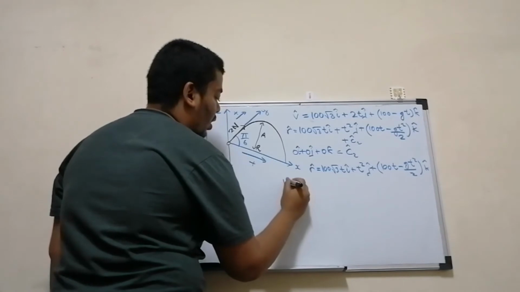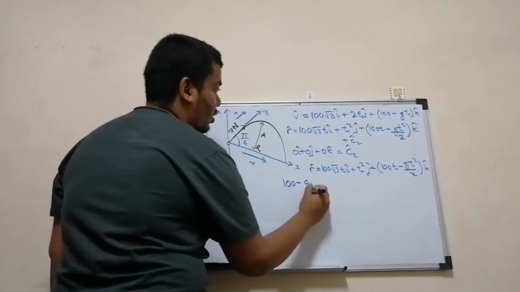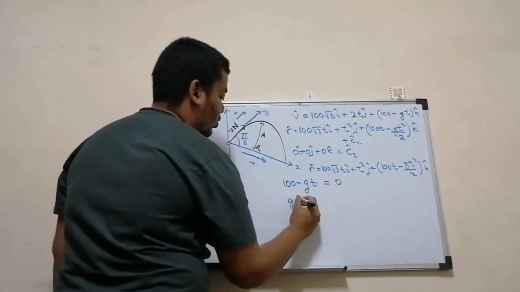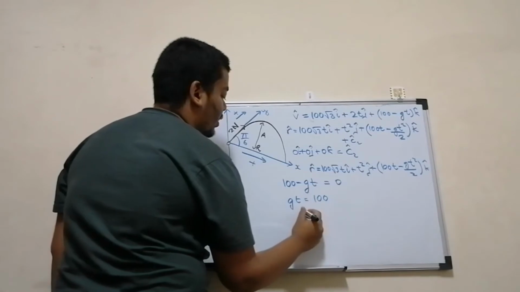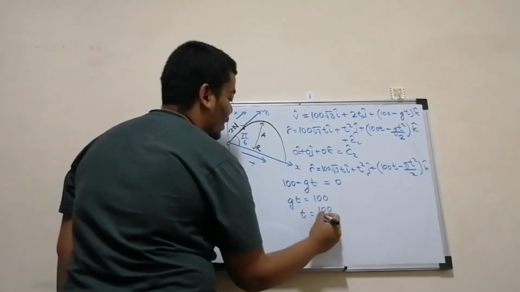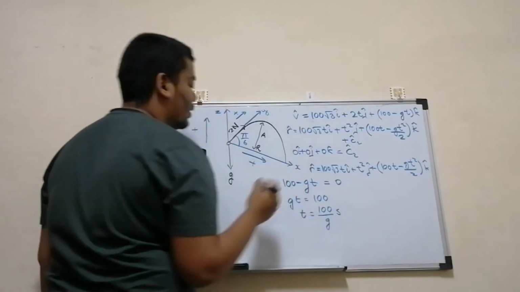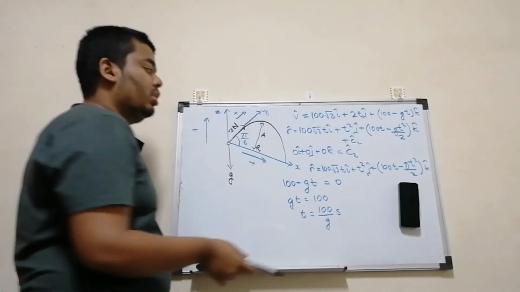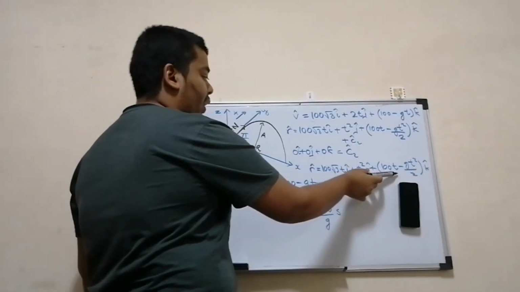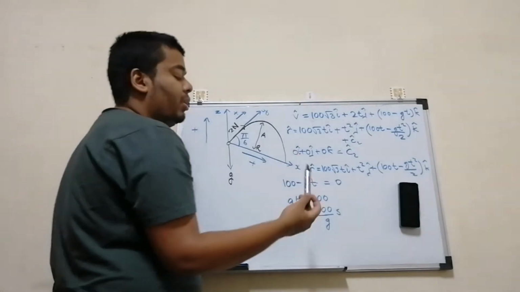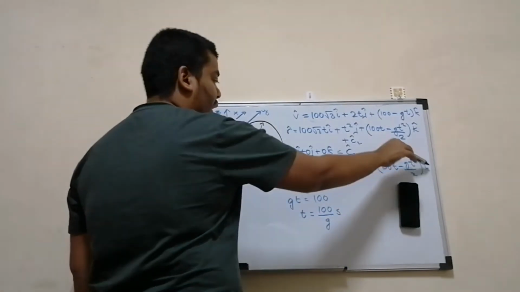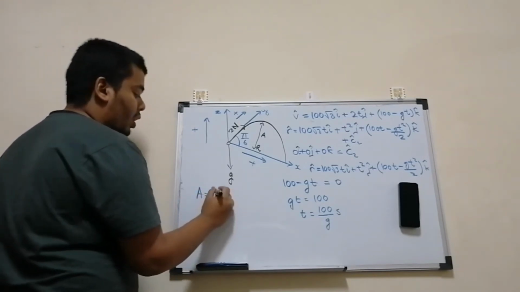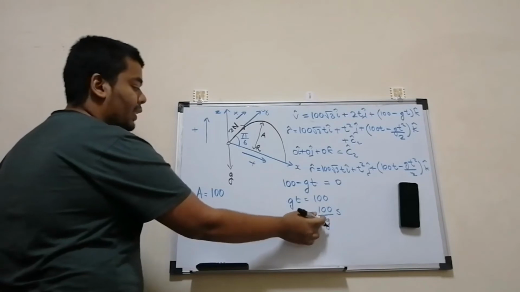So we will have 100 minus gt is equal to 0. So gt is equal to 100, okay? T is equal to 100 over g seconds. That's when the particle reaches the maximum altitude. The maximum altitude is represented by the particle's position vector's k component. So the maximum altitude, A max, will be given by 100 into this t right here.